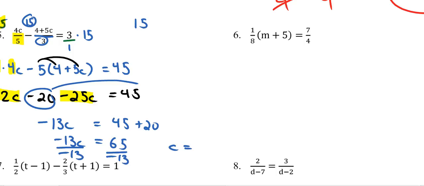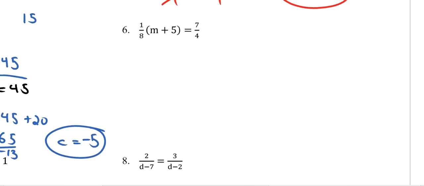Sorry, just doing the calculations on the side there. 65 divided by negative 13 gives me negative 5. So that's my final answer there. Okay, moving on to question number 6.